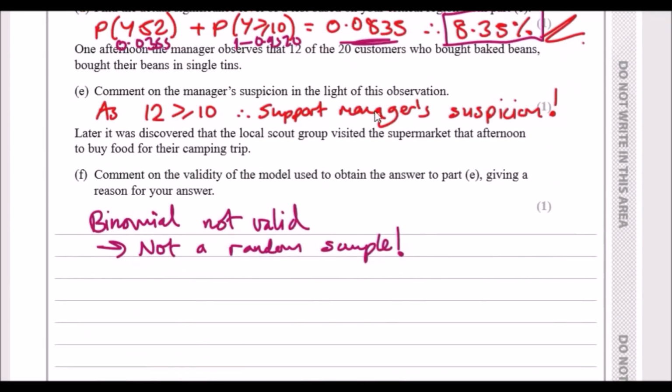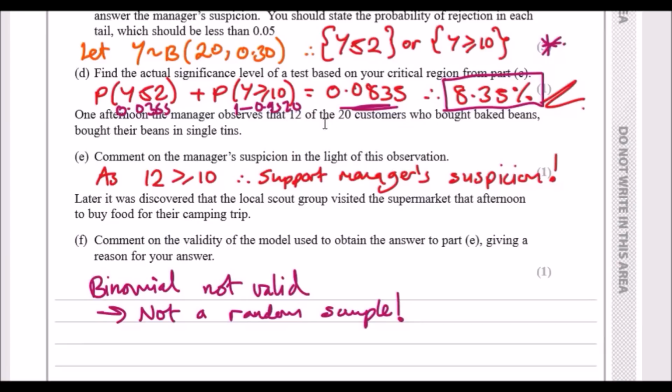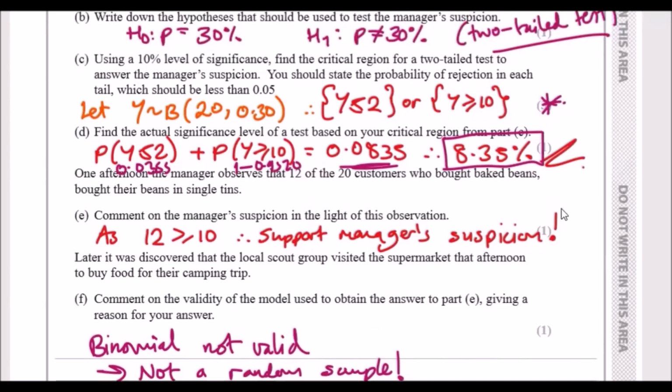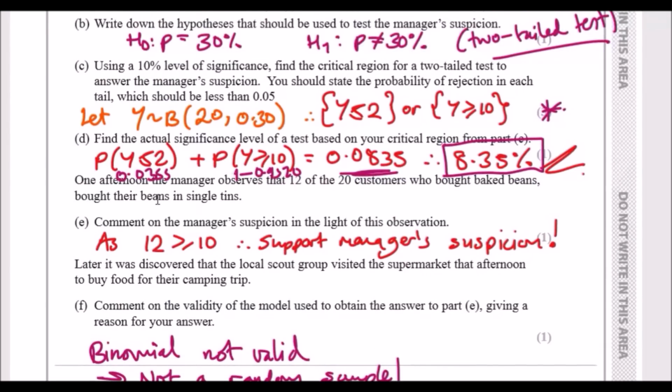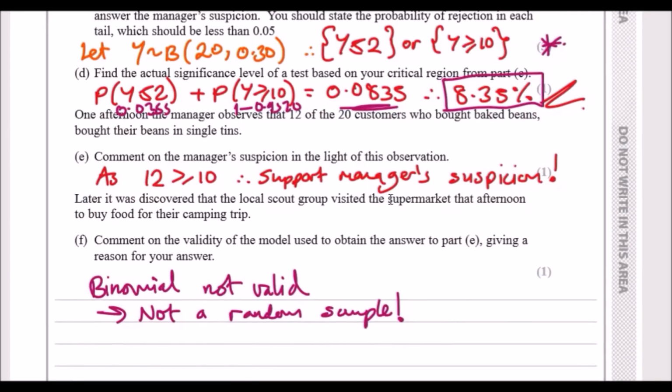Almost done. Now, one afternoon, the manager observes that 12 of the 20 customers who bought baked beans bought their beans in single tins. All right. Comment on the manager's suspicion in the light of this observation. Well, this is all based on the critical region. And remember, if you look at part C, we're talking about the critical region to test the manager's suspicion. Well, if it's 10 or above, then we can safely assume that the manager's suspicion is supported. So for anyone that has 10 or more people, or 2 or less, then we say yes, we support. And that's it. So we say 12 is greater than or equal to 10, all good.